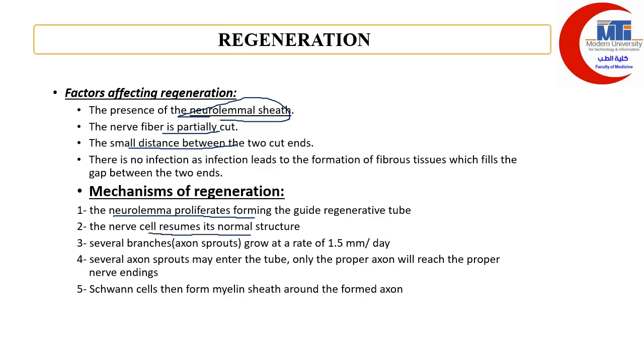reform its normal structure. Several branches grow at a rate of 1 mm per day. Several branches from the axon will grow at a rate of 1 mm per day. Several axons enter the tube. Only the proper axon in the proper tube will reach the nerve ending. Schwann cells at last will form the myelin sheath.